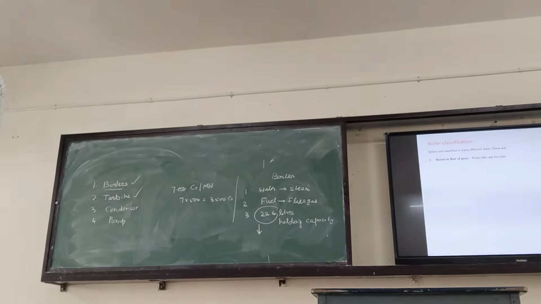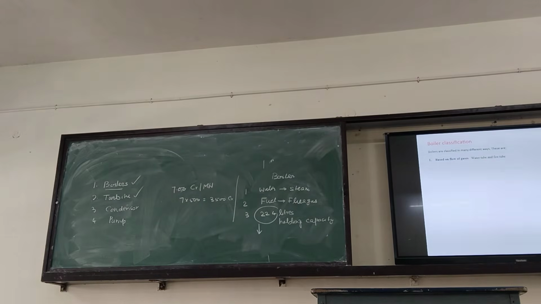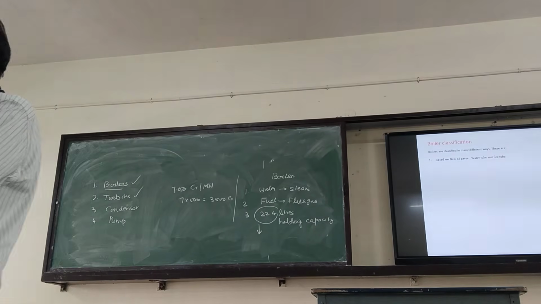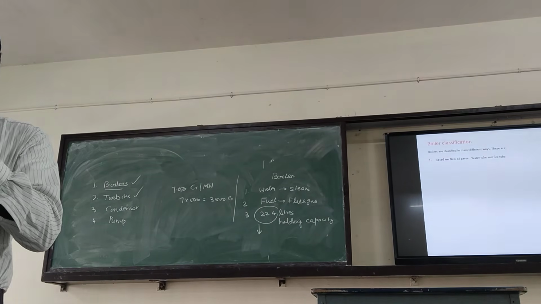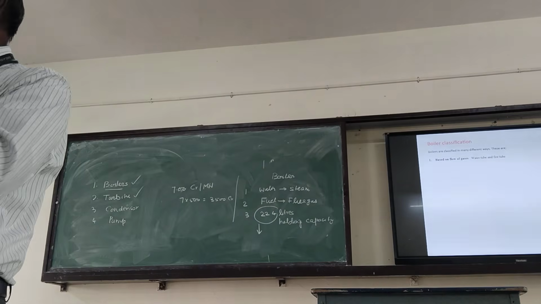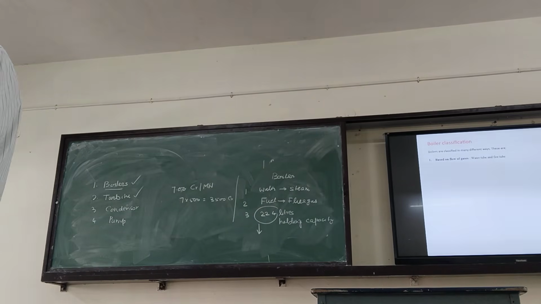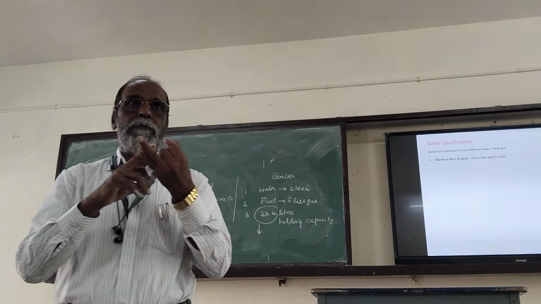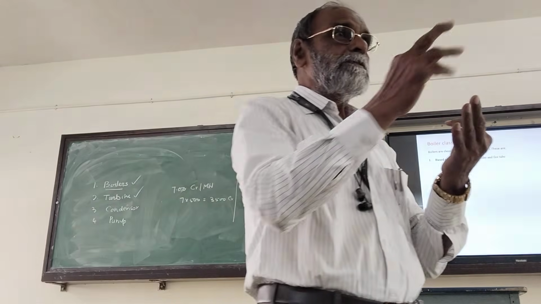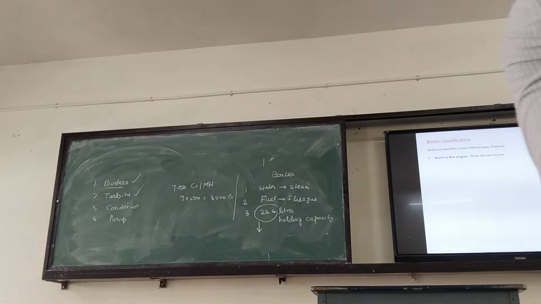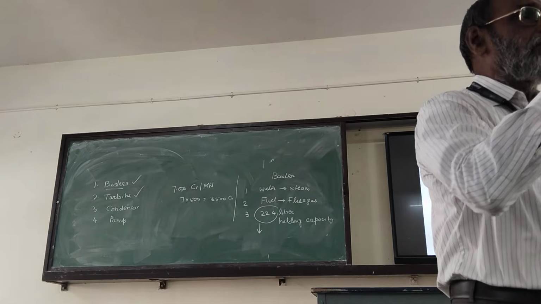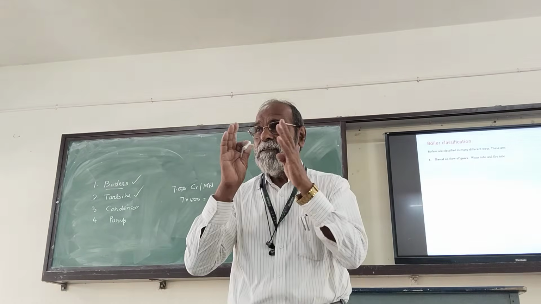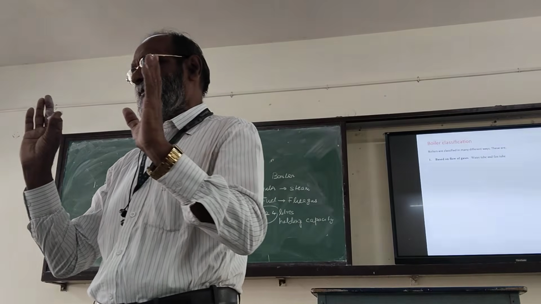These 3 conditions are essential for an equipment to be called a boiler. Number 1, there should be a phase change. Number 2, it should be heated by fuel and flue gas. Number 3, it should have a holding capacity of less than 22.4 liters. Clear? Then only does it legally come under boiler.